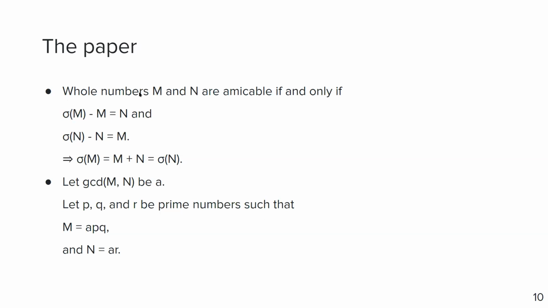So whole numbers M and N are amicable if and only if sigma of M minus M is equal to N and sigma of N minus N is equal to M. And sigma of M is equal to M plus N, which is also equal to sigma of N. So therefore sigma of M is equal to sigma of N. So now let GCD of M and N be A. Let P, Q, and R be prime numbers such that M is equal to APQ and N is equal to AR.